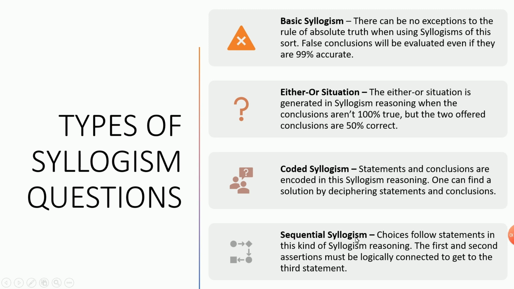Next is sequential syllogism. So one choice we are doing, and like a flow chart, we are doing one thing, based on that we are going for the second thing. So that's how all these things are done. So the first and second assertions must be logically connected to get to the third statement. If there is any discrepancy in the first two statements, we cannot arrive at the third statement.